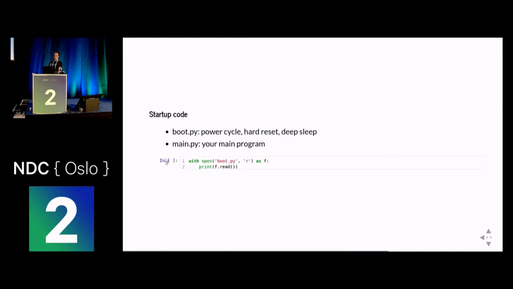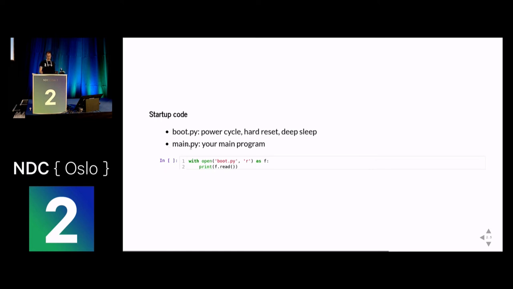Yeah, so we mentioned boot.py. main.py is your program. So in boot.py, maybe you want to set up how you connect to the Wi-Fi if it's available. You do the configuring, and then you set up main.py, which you can change, and your boot.py will still be relevant, right? The code that you have in there.